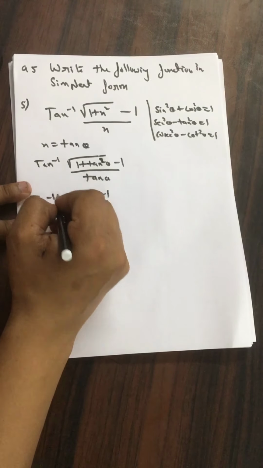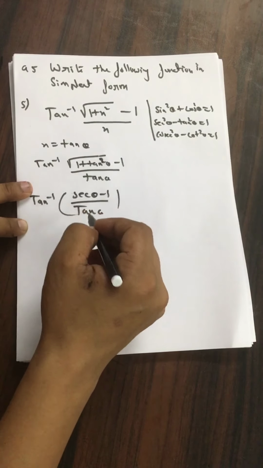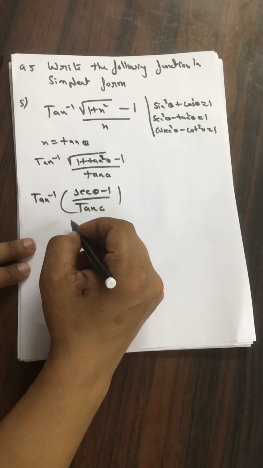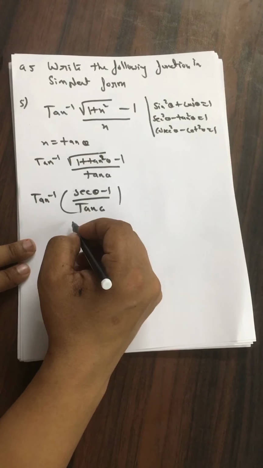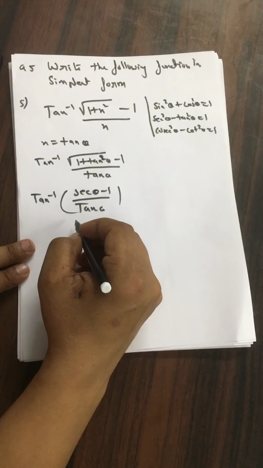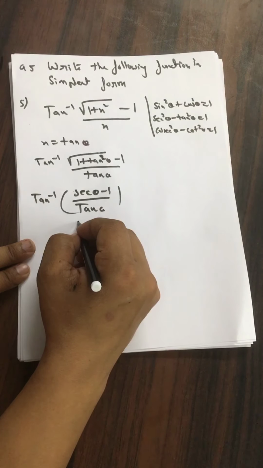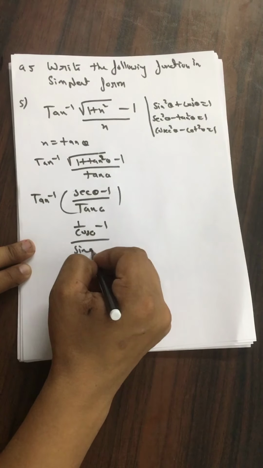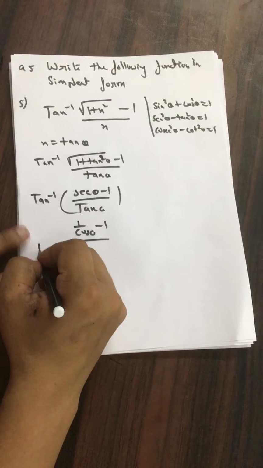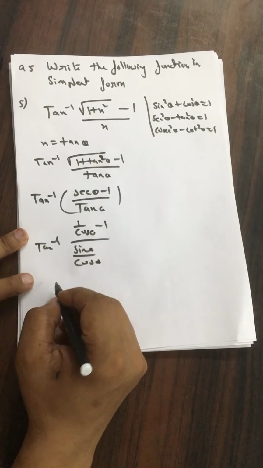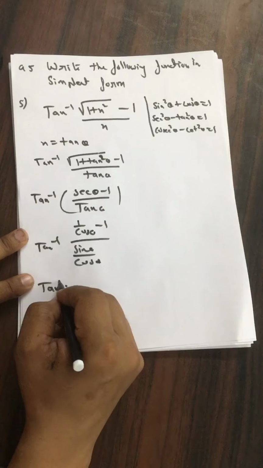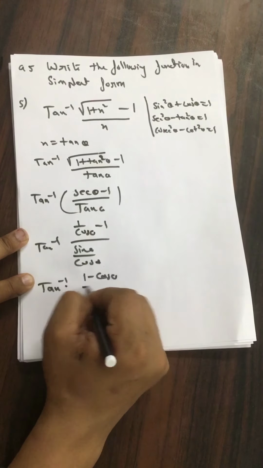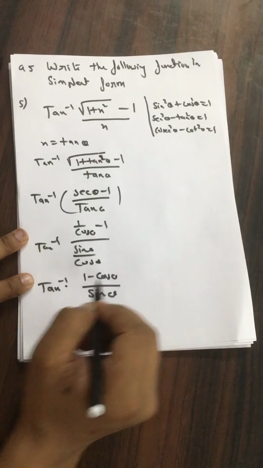Now in class 10 also you would have heard teachers saying to you again and again, change into sine and cos. So we go ahead with the same, change into sine and cos. Sec will be 1 upon cos theta minus 1, upon sine theta upon cos theta. This is a lengthy question but very easy. Tan inverse, cos cancels, and this will become 1 minus cos theta upon sine theta.